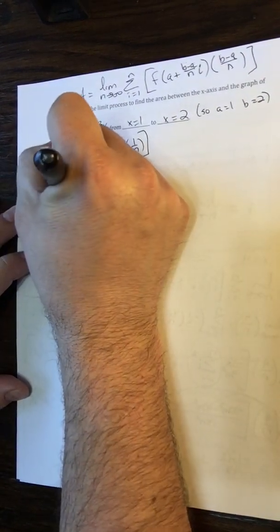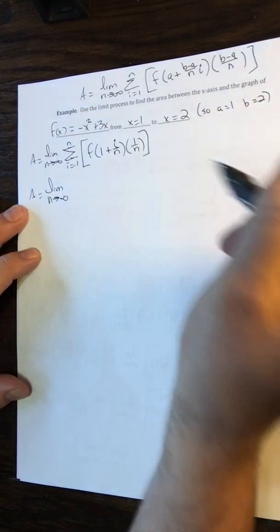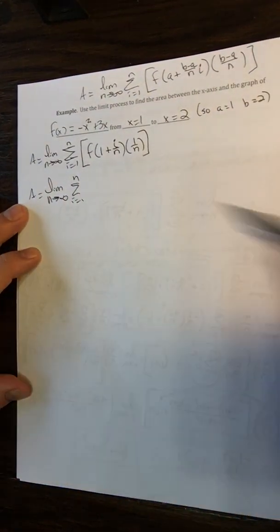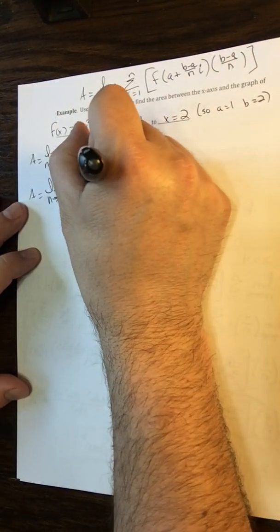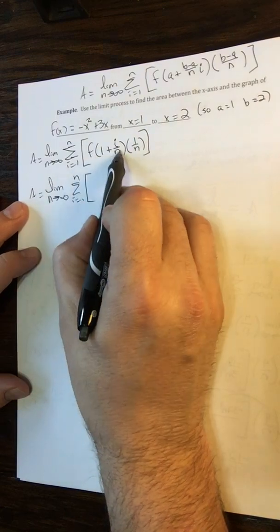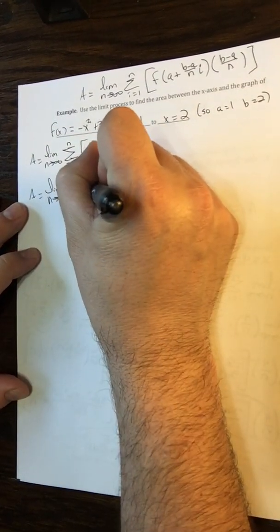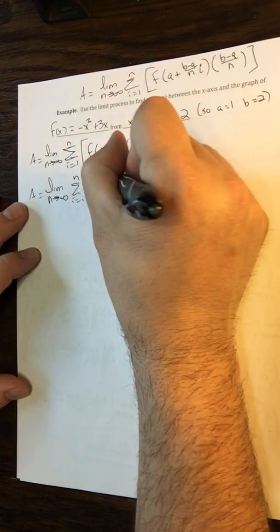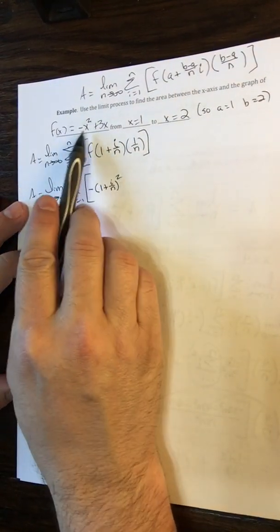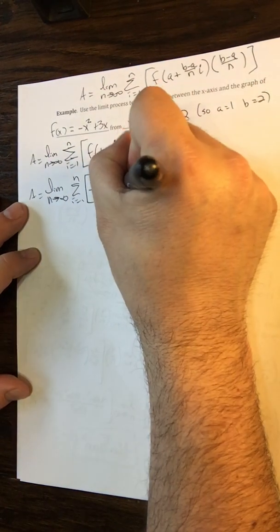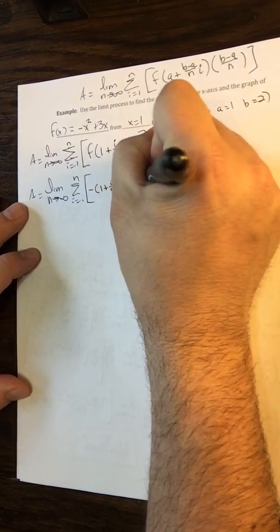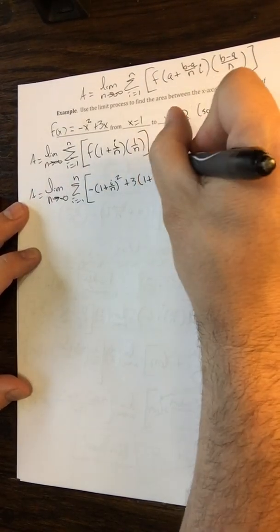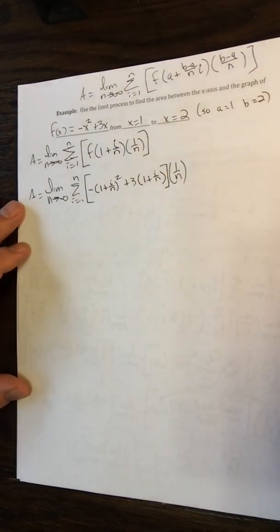A equals the limit as n approaches infinity of the sum for i equals 1 to n. Dang it, I didn't take the 1 over n. All right, we'll do it on the next step. That's all right. I'm not erasing anything. I'm going to put all of this into that function. So it goes like this. Negative (1 plus i over n) squared, that's by just putting this in for that x squared. And then I still have plus 3 times (1 plus i over n). And then that's all supposed to be times 1 over n.